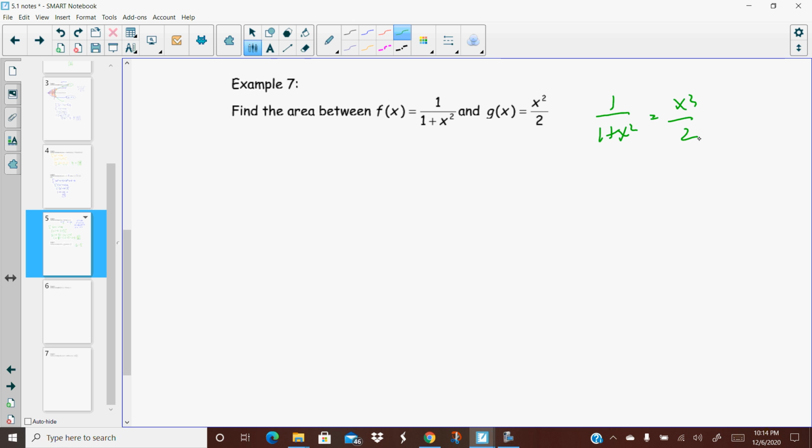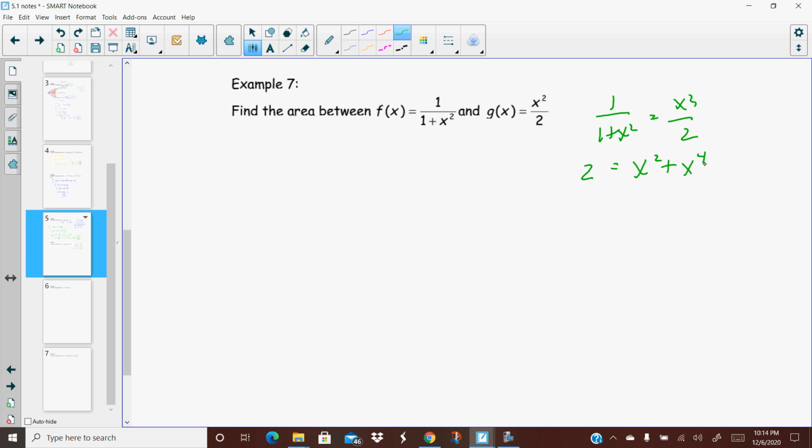All right, in order to solve this, I'm going to probably want to cross multiply. So 1 times 2 is 2. 1 plus x squared times x squared is going to be x squared plus x to the fourth.